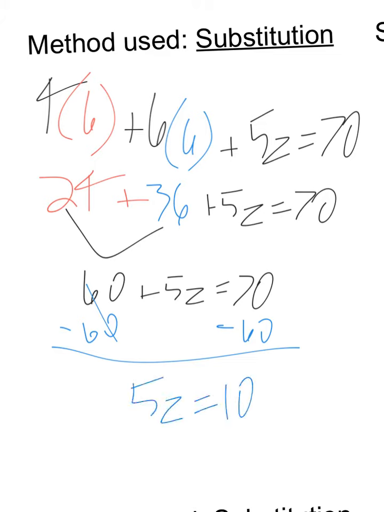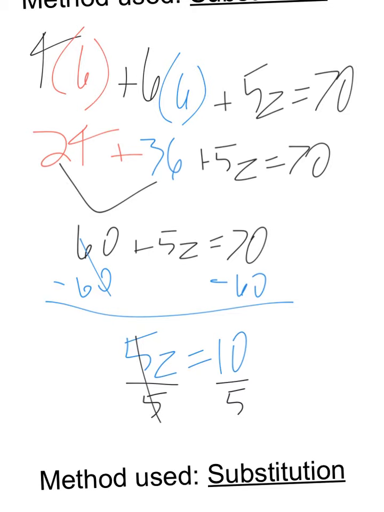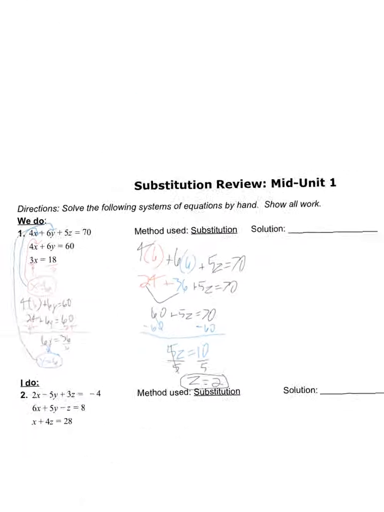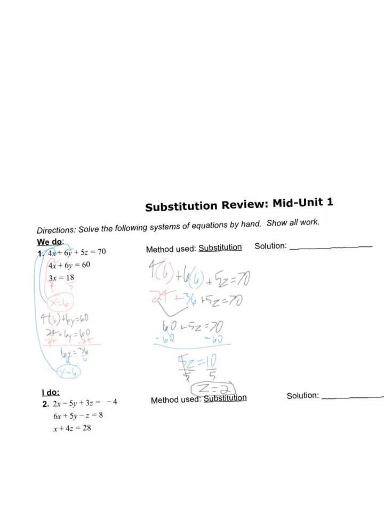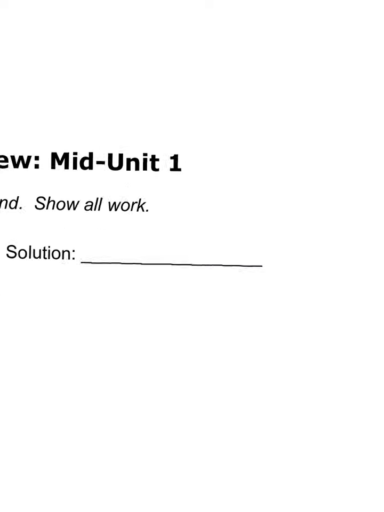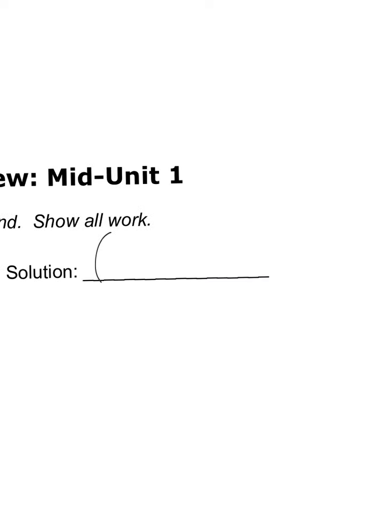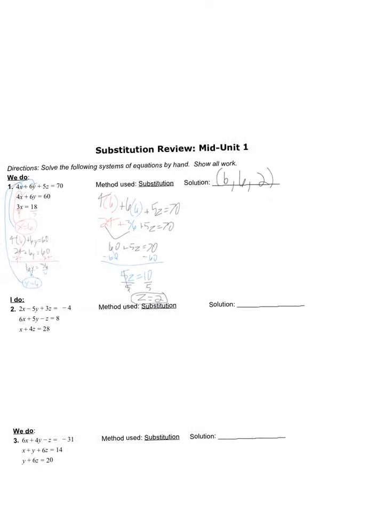So I have to get rid of the 5 by dividing it, because 5z means 5 times z, so the opposite of that is divide. And 10 divided by 5 is 2. So z equals 2. And we are done. Just for the area that says solution, go ahead and write it as an ordered triple, which is 6, 6, 2, x, y, z, and that's it.